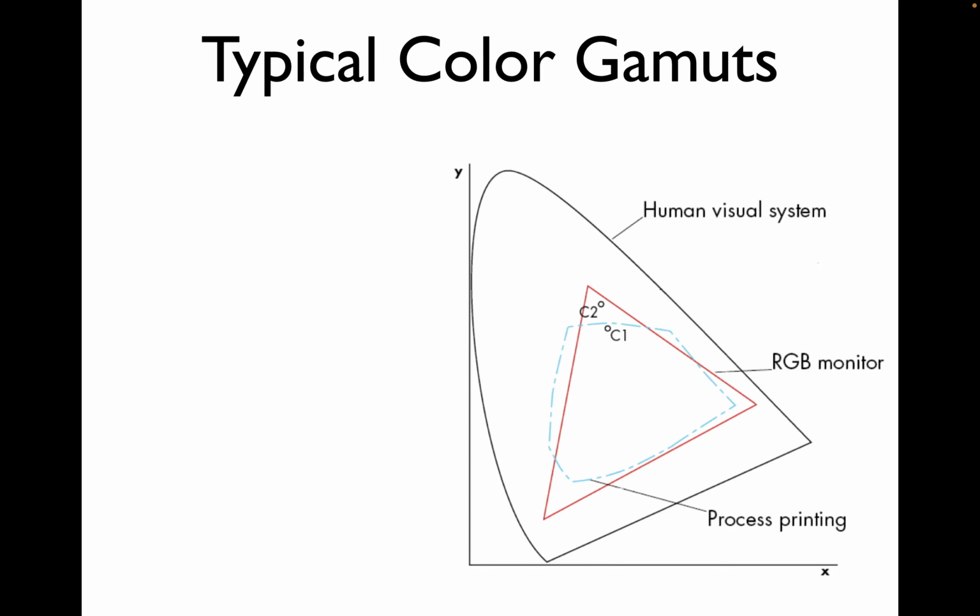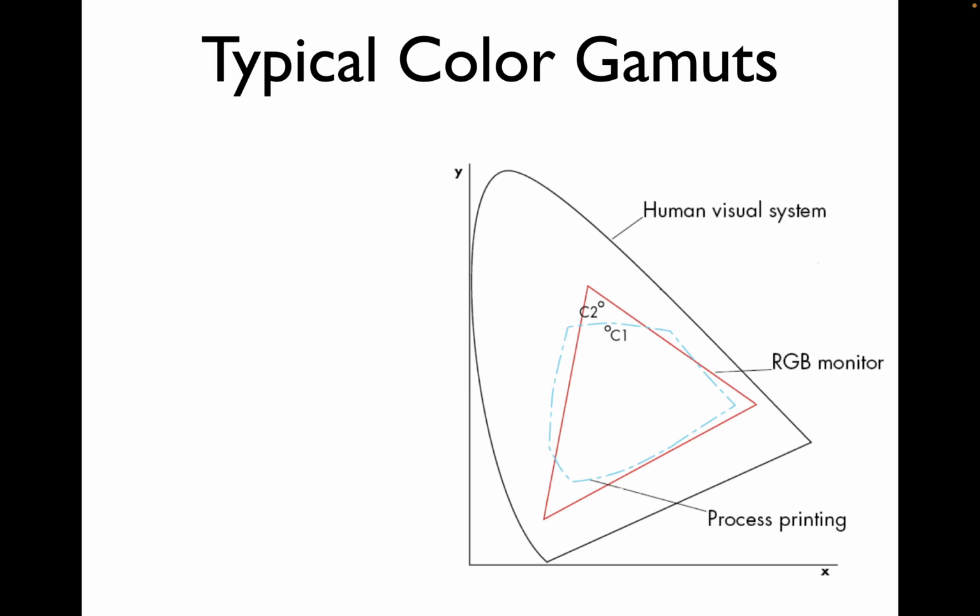And then the outside horseshoe thing is human vision. What we're talking about here is that if we've got a color right here, C2, it exists, your monitor can actually show you C2 up here, but your printer can't do it. The best your printer can do is C1 right here. This is what's just inside the range of what your printer can print. Does that make sense, what's going on here?